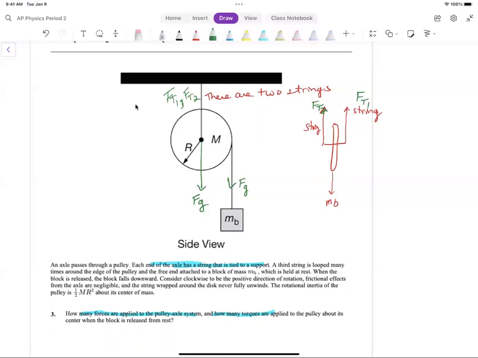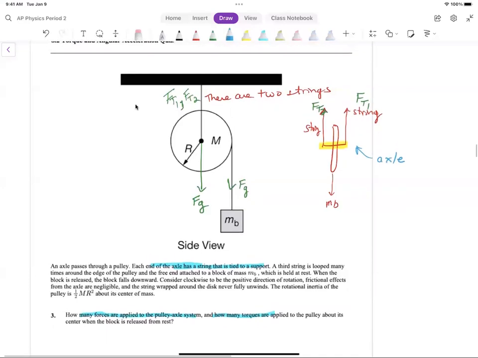And how many torques? So here is this axle, and this is a side view. I kind of figured that out after I saw the answers because I was like, what the heck? There's too many forces here. Anyway, there has to be two strings that hold that axle up. Otherwise, the thing would turn upside down or be cattywampus. So that's why there's a total of two forces there, FT1, FT2.